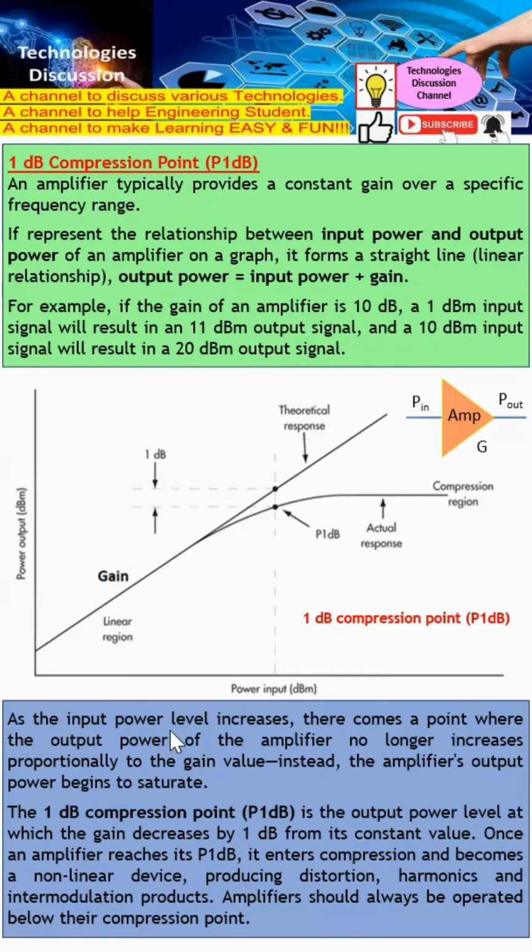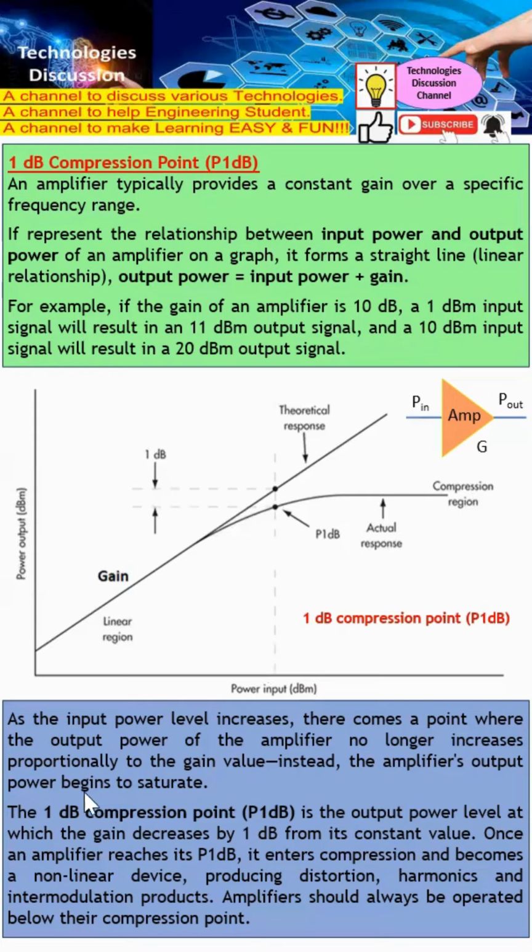As you increase the input power, there comes a point where the output power of the amplifier can no longer increase proportionally to the gain value. Instead, the amplifier output starts to saturate. From this diagram, technically this is supposed to be one straight line, but in real performance an amplifier can be saturated. From here you can see the moment they saturate and leave a gap of 1 dB, this is what we call the 1 dB compression point. This is the definition of the 1 dB compression point.